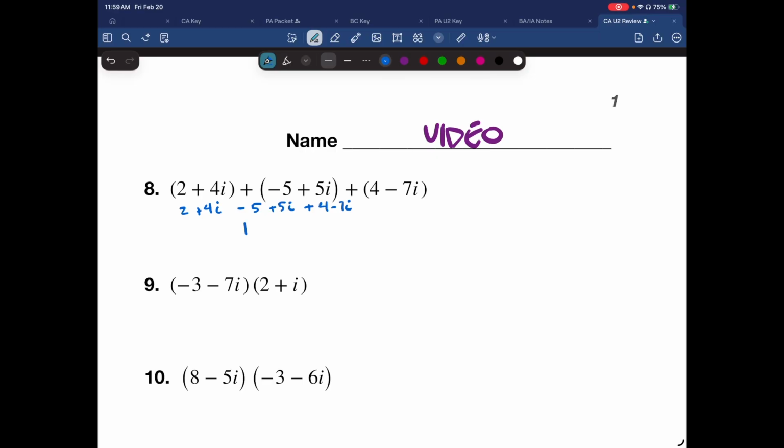4i plus 5i is 9i. 9i minus 7i is 2i. So plus 2i. 1 plus 2i.